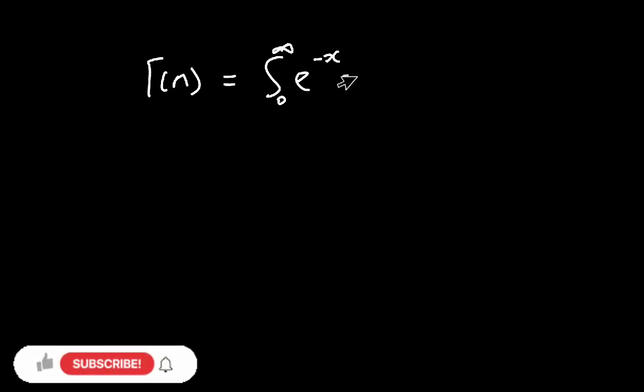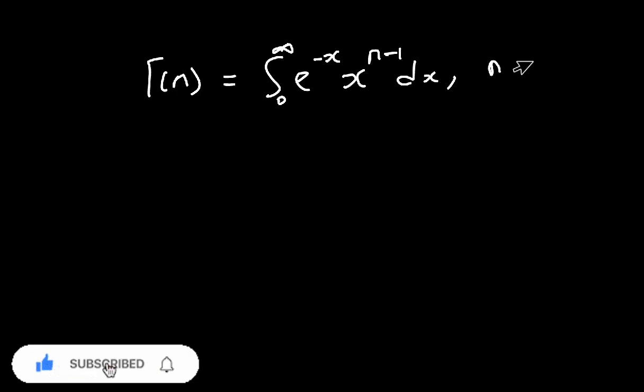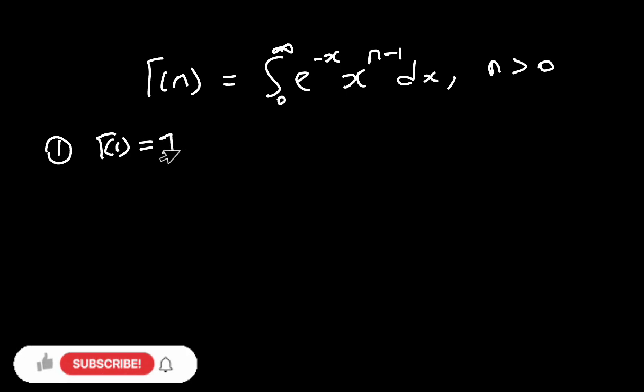So the gamma function is given by this definition: the integral from 0 to infinity of e raised to the power of negative x multiplied by x raised to the power of n minus 1 dx, which is converging for n greater than 0. So let's discuss its properties. The first property is that gamma 1 is equal to 1. Now if we substitute n to be 1 here and solve this integration, we're going to get 1. But let's just prove it.